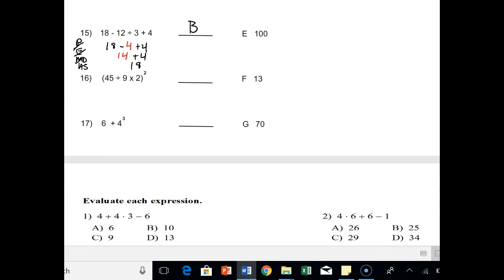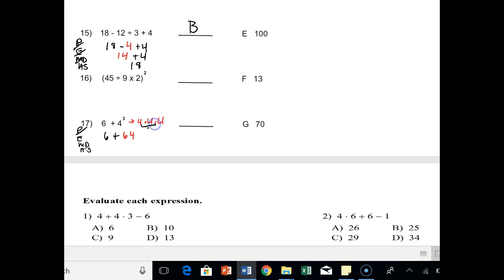And 17, right, PEMDAS. I don't have any parentheses. I do have exponents. So I'm going to say, what is 4 to the third? So 6 plus 4 to the third is really 4 times 4 times 4, which is 4 times 4 is 16, and 16 times 4 is 64, right? So you've got to know your exponents. 4 to the third means 4 times 4 times 4, which is 64. Not 12. It's not 4 plus 4 plus 4. It's 4 times 4. That's 16, right?